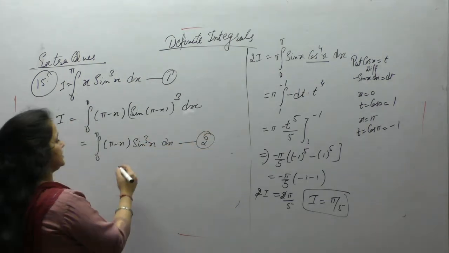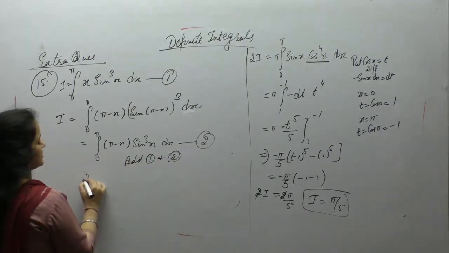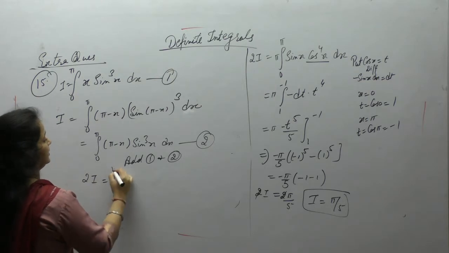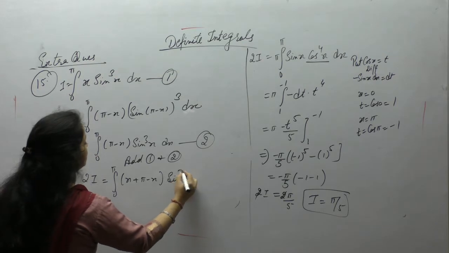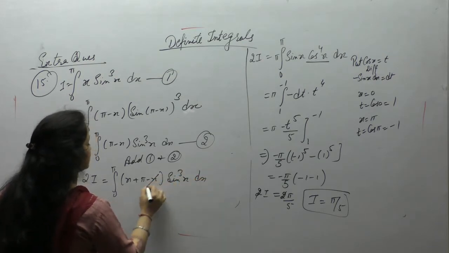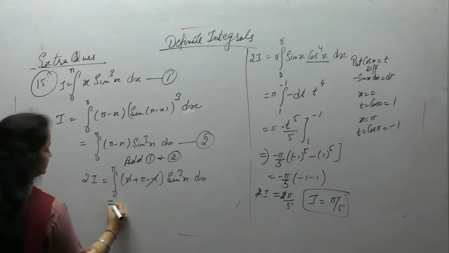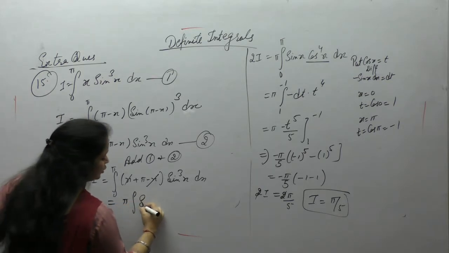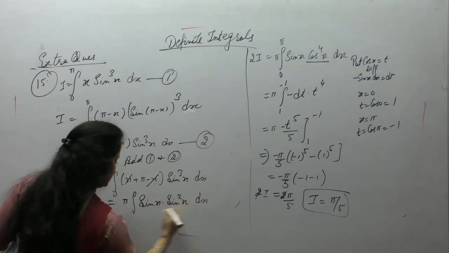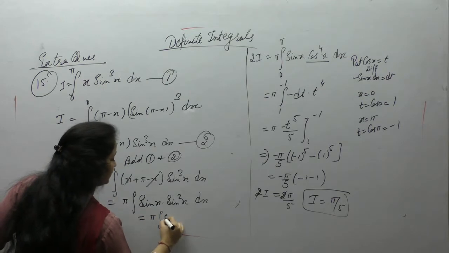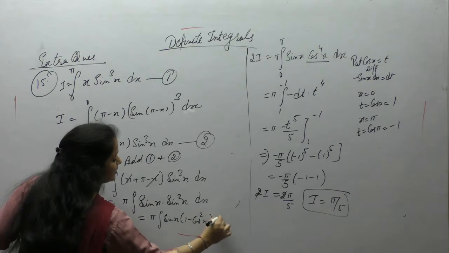Add both equations, add 1 and 2. Sin cube is common. So x plus pi minus x, sin cube x dx, pi into sin cube x. We can write sin cube as sin x into sin square x. And instead of sin square, use the identity 1 minus cos square x.